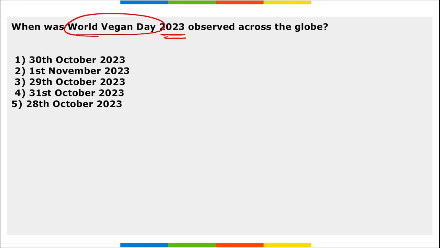Next, when was World Vegan Day observed? Now tell me. World Vegan Day was observed on 1st of November, right? This World Vegan Day was first ever observed on 1st of November 1994.